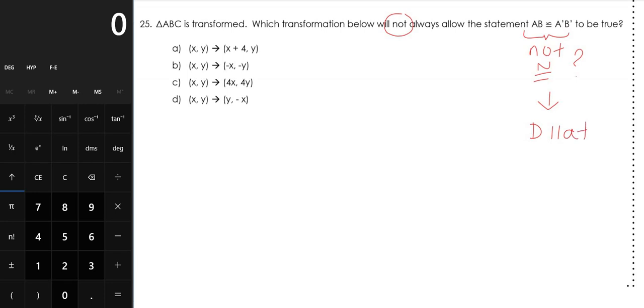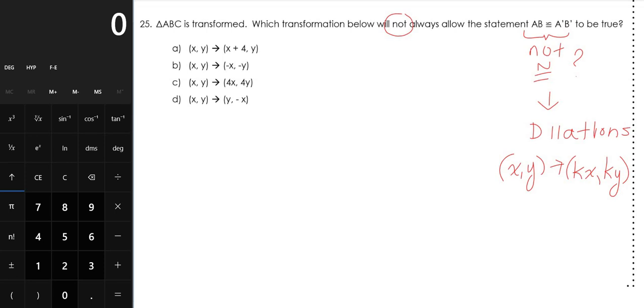Dilations. Dilations are your only transformations that are going to change the size of your object. Dilations are unique. They have a scale factor, and they're the only ones that multiply your coordinates by something other than 1 or -1. So dilations are usually like this. X comma Y becomes K times X comma K times Y. And K is that scale factor, and it's usually the same exact number.